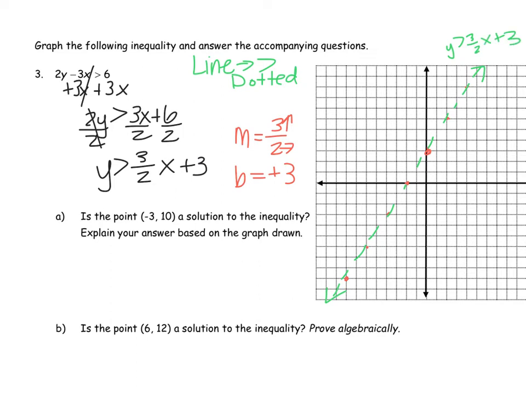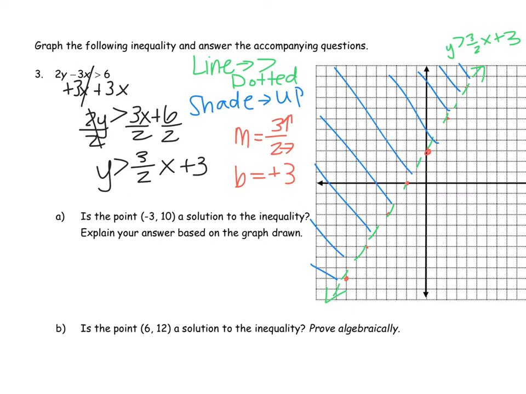Okay, now the shading, my shade. Which way am I throwing my shade? If it's greater than, we're going to shade up. Now, remember, the dotted boundary line is like an open circle. So any point that is on this is not part of the solution, but every point within the shaded area is part of the solution.